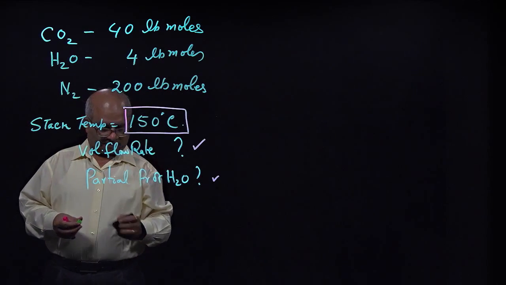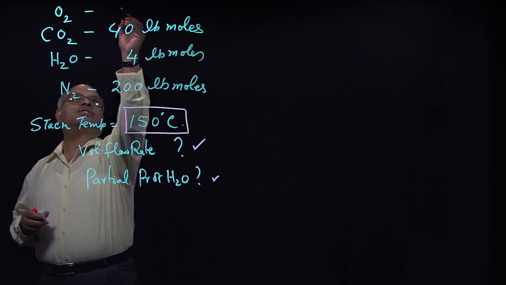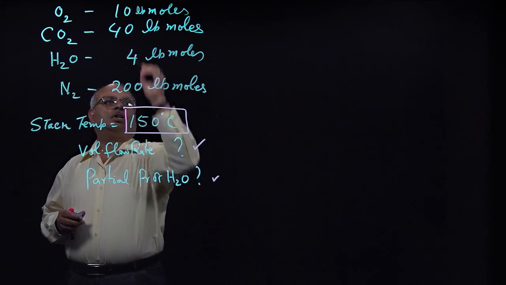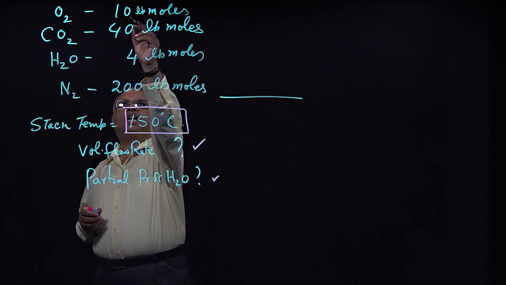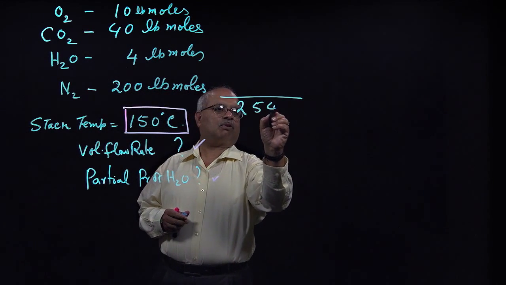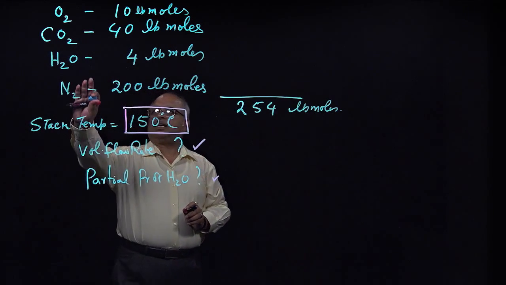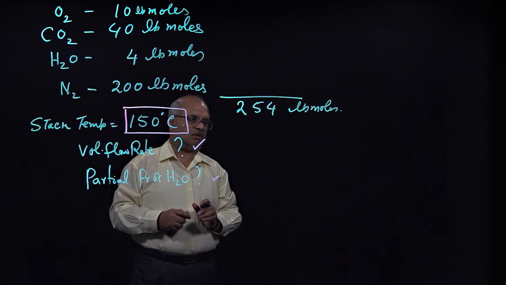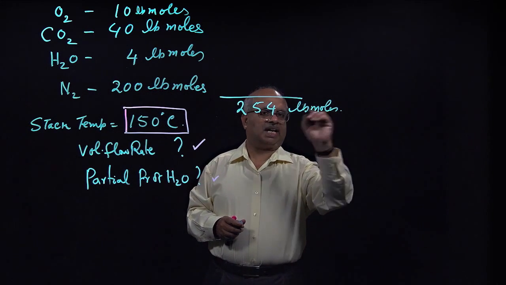Typically we would also have oxygen, so we can add oxygen to make it more realistic. Oxygen, let's say 10 moles, pound moles. So now the total number of moles flowing would be 10 plus 40, 50, plus 4, 54, and 200. So 254 pound moles of gas is flowing. Irrespective of the species, each mole occupies a certain volume, so we can calculate the volume occupied by 254 pound moles of gas.